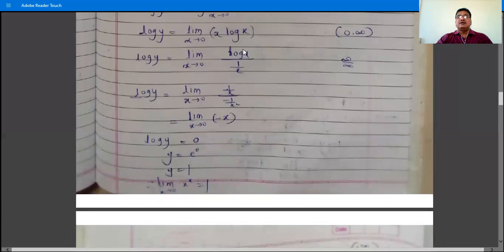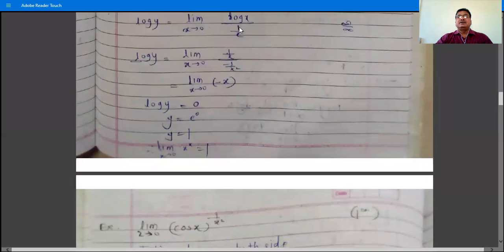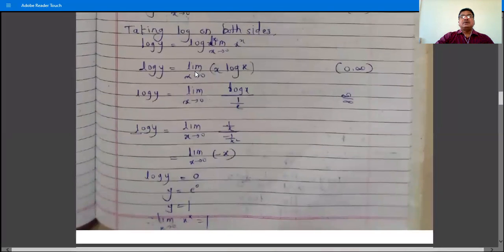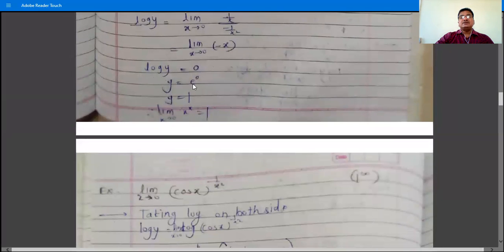That is, take the derivative of log x as 1 by x, and the derivative of 1 by x as minus 1 by x square. And its simplification is minus x. And then the limit of minus x as x tends to 0 is 0. Minus 0 means 0. And so we have log y is 0. But then what is y? y is e raised to 0.